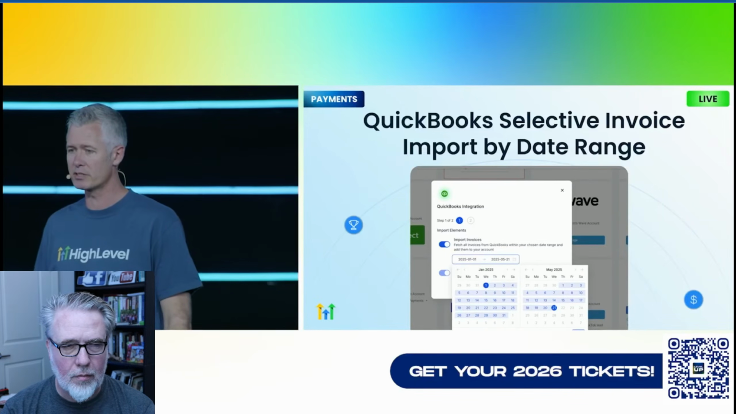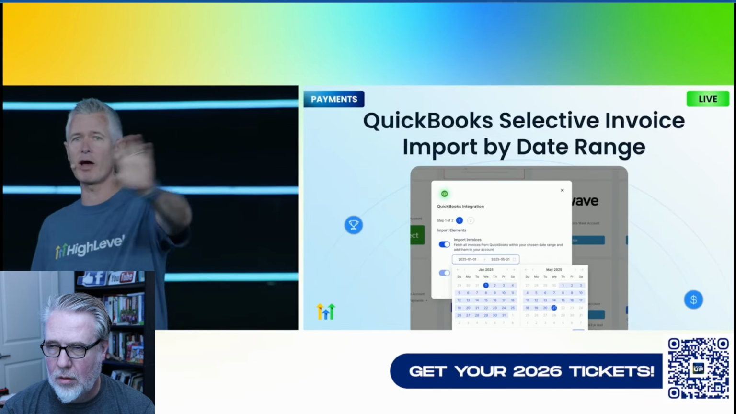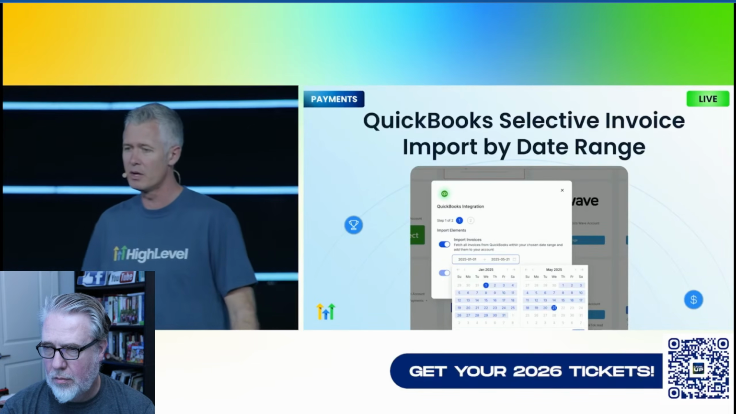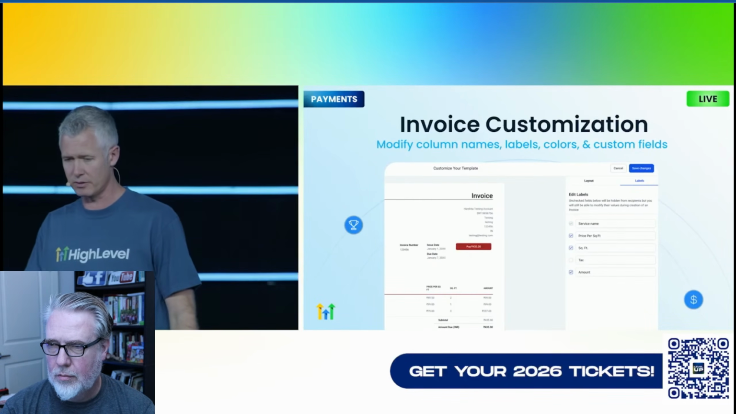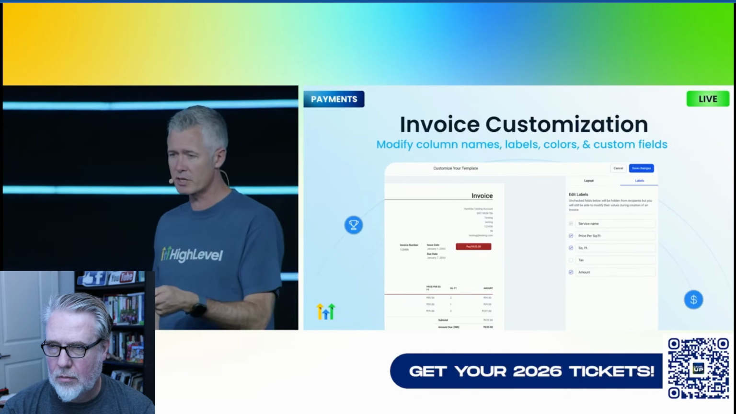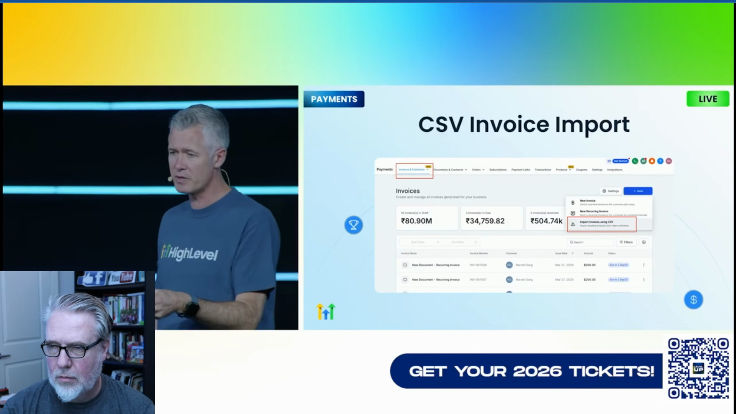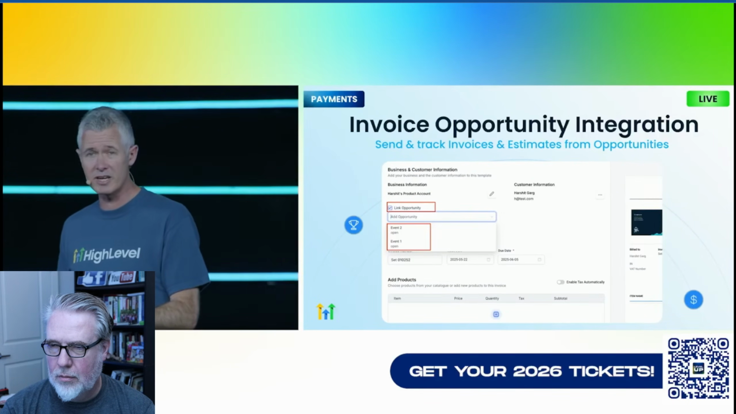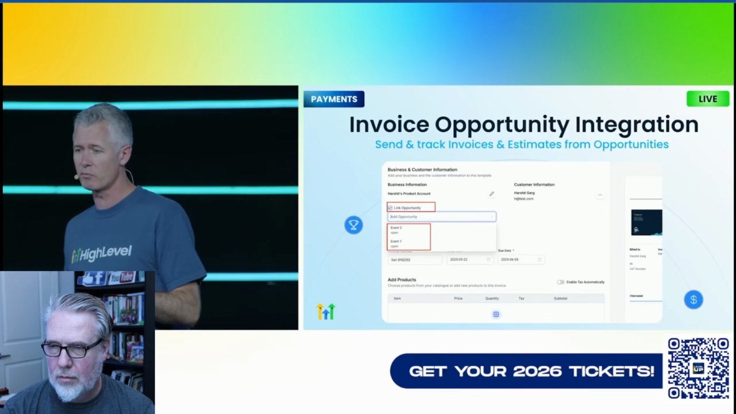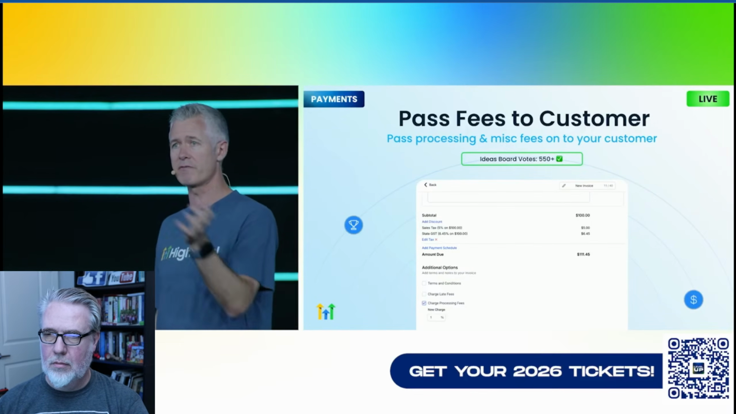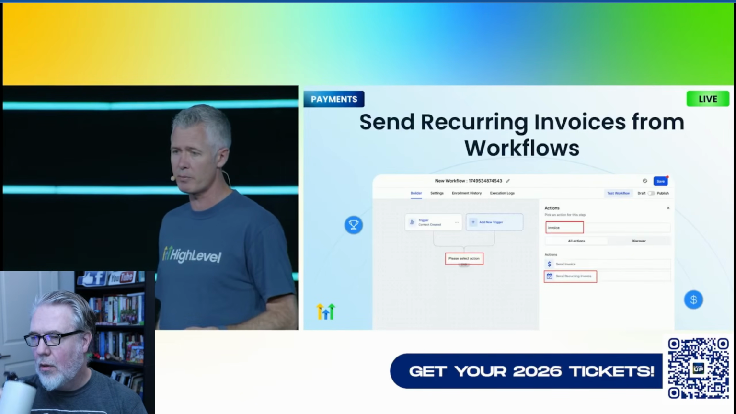Payments. All right. QuickBooks selective import. This means how far in the past you want me to go when I connect QuickBooks to import old invoices. So that is awesome. It also was on there in the last slide. There's also two-way sync now, which is very cool in QuickBooks. Invoice customization, you can do a lot of stuff. CSV invoice import also, so you can bring in invoices from anywhere. Invoice opportunity integration, so you can actually send and track invoices and estimates from opportunities, which is kind of an obvious natural connection. Pass fees onto customers for payments, so if you want to, you can add a fee to the payments for those of you who do that for your payment processing.